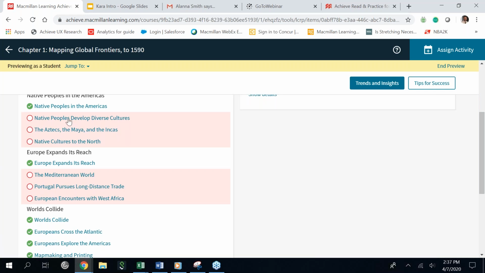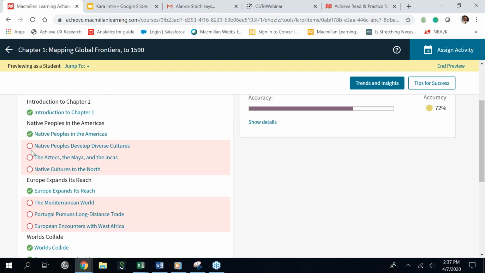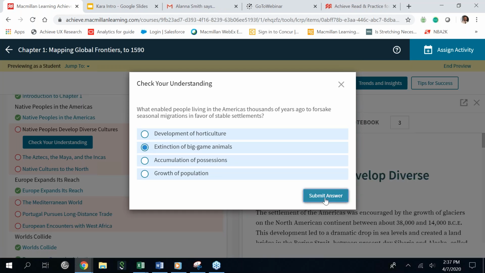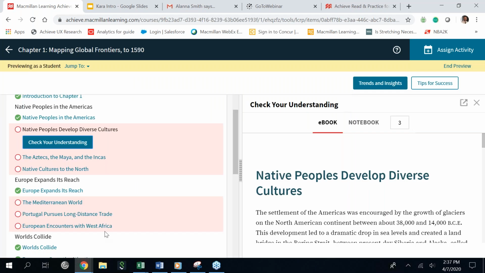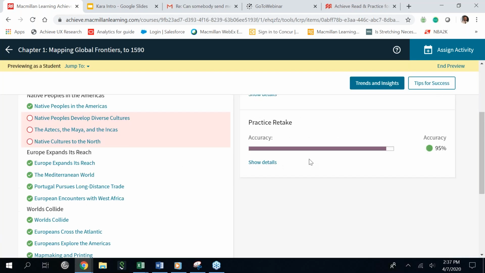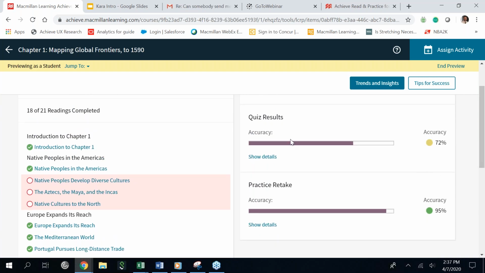What does make Achieve Read and Practice different from Learning Curve is after you finish the Learning Curve quiz in Read and Practice, you get this check your understanding question for all the areas you did not do well. So you're asked to answer this question and get it right. And if you don't get it right, you've got to try again and start from scratch. I'm not going to answer all 6 of these, but you have to answer these questions and get them right. And once you do so, you can avail yourself to a retake. So in this case, the student had 72% the first time, 95% on the second one.